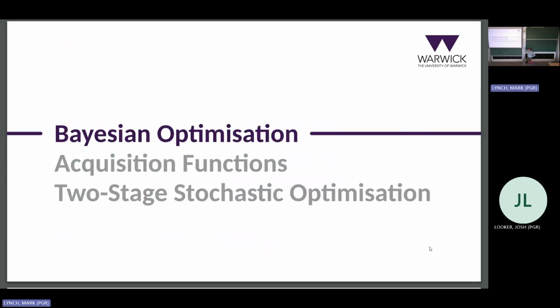So there's 3 sections in the talk. The first one, we're going to say, what is Bayesian optimization? What's the general framework? What principles does it work on? Then we're going to say, okay, there's this thing called acquisition functions that you'll then know what they are. How do you design them? And finally, the application to two-stage problems.